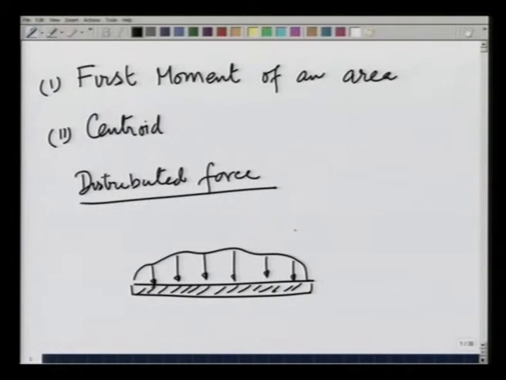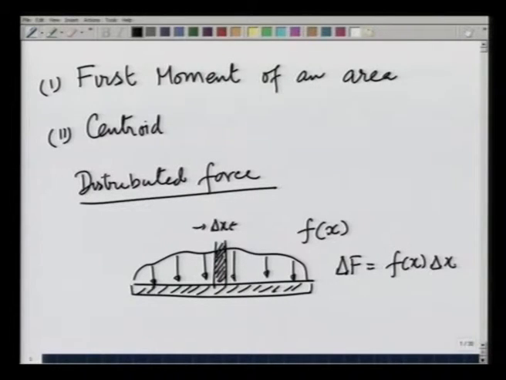The force may be described by a function f(x), so that if I take a small section here, delta x length, the force on this section delta f is equal to f(x) times delta x. So, f(x) is nothing but force per unit length. It is in dealing with such distributed forces that the concepts developed in the previous lecture are going to be handy.